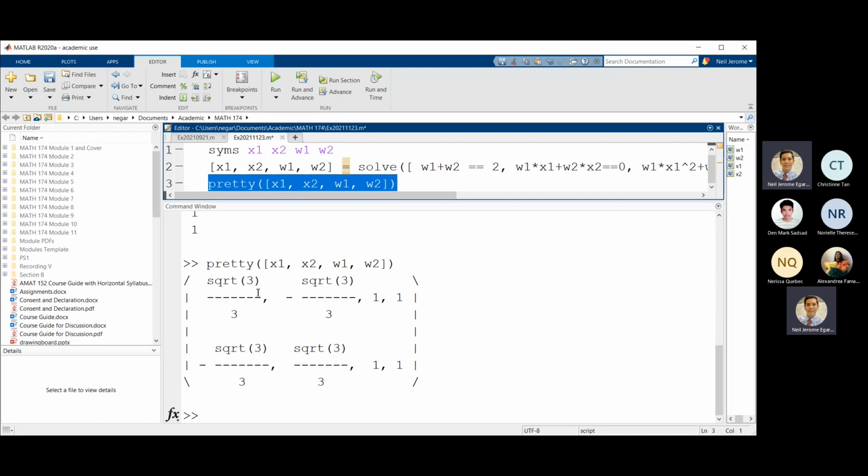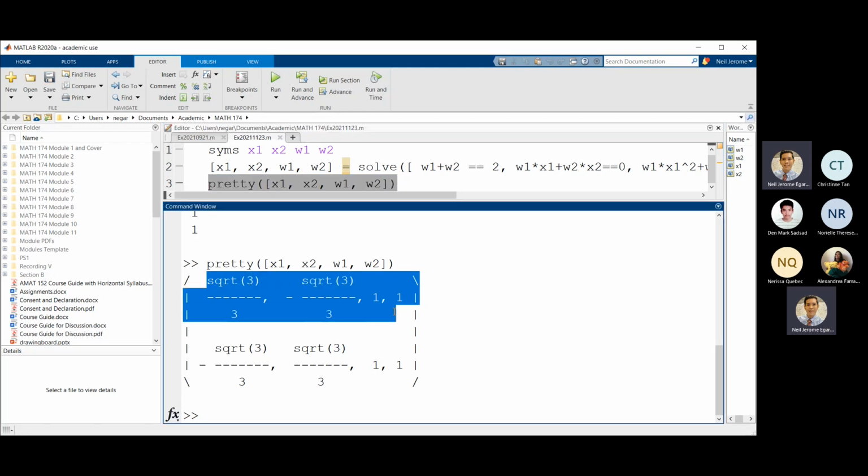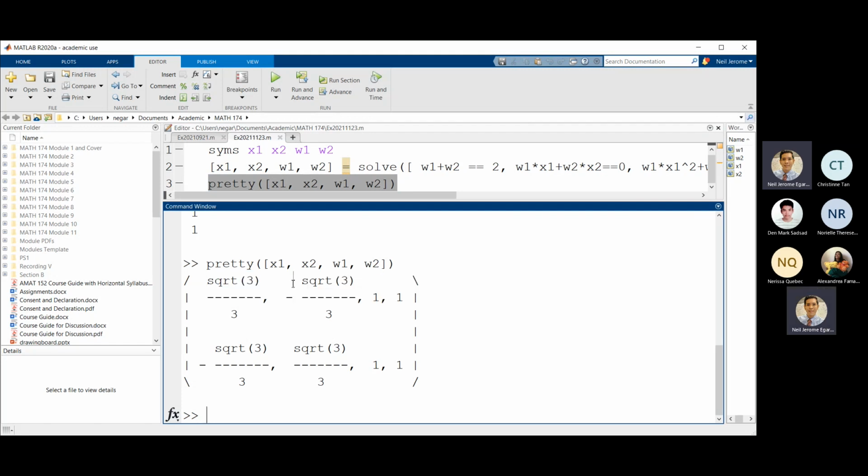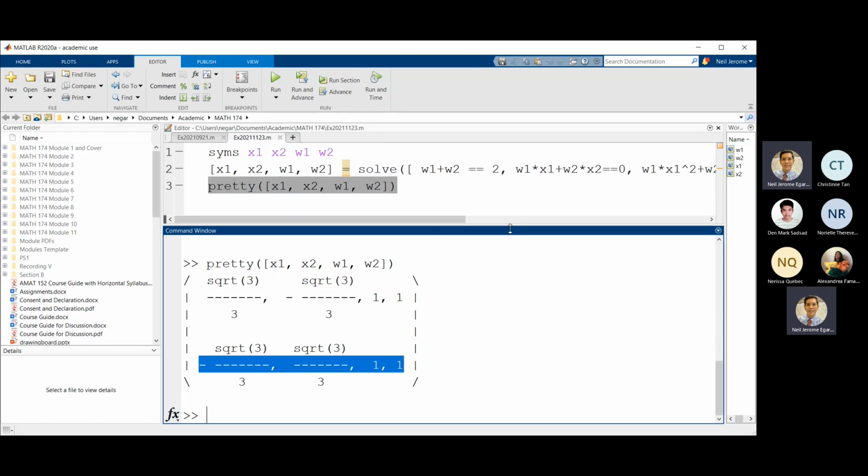Now I'll get this. So this is much clearer insofar as harvesting the quadruple. Makita nyo meron talaga siyang dalawang quadruple solutions. The first solution is a square root of 3 over 3 for x1, for x2 you have negative square root of 3 over 3, and then the associated weights are 1 and 1 respectively. Tas yung pangalawang quadruple ay ito naman. Okay? So that's basically how you solve a nonlinear system symbolically in MATLAB.